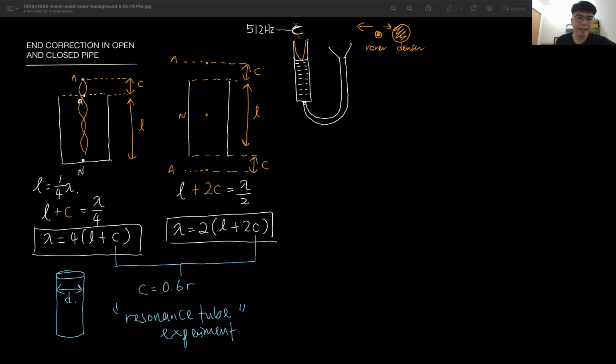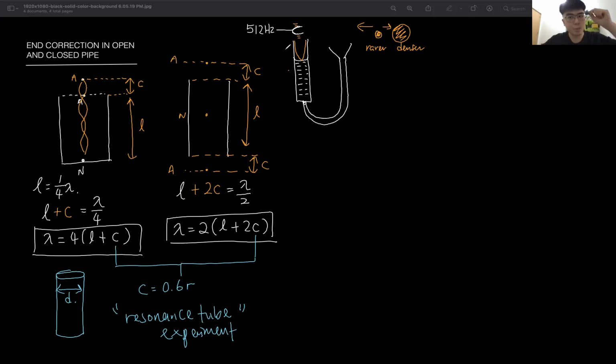Now the idea behind this experiment is that they start at a random height, whatever height they want to start, and then slowly they decrease the water level by adjusting the funnel here. So how the experiment is conducted: first, they vibrate the tuning fork, place it over the top, and then they slowly decrease the water level until they hear a loud sound.